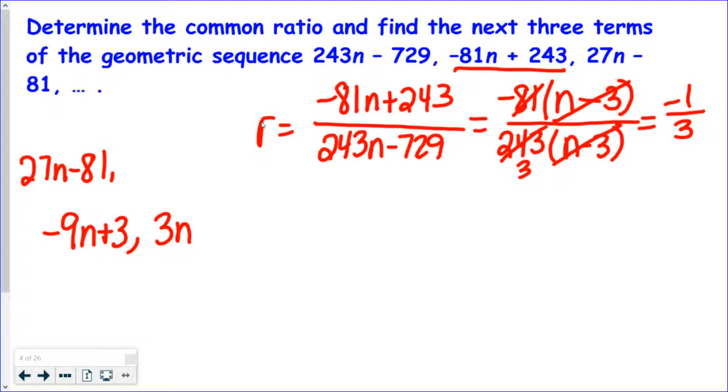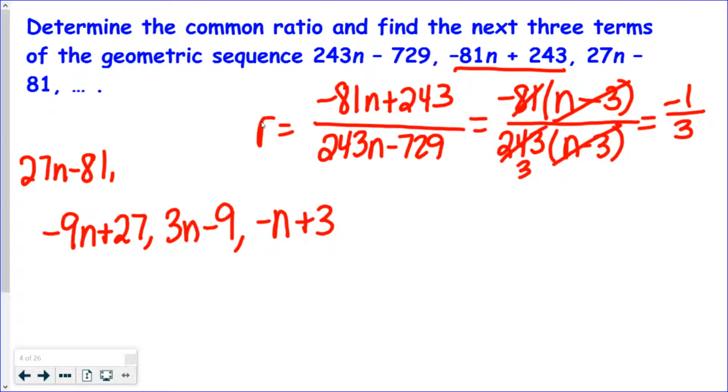Oops, Miss Harris, this is not 3. So negative 81 divided by negative 3 would be 27. There we go. All right, negative 9n divided by negative 3 is 3n. 27 divided by negative 3 is negative 9. And then for the next term, 3n divided by negative 3 is negative n. Negative 9 divided by negative 3 is positive 3.